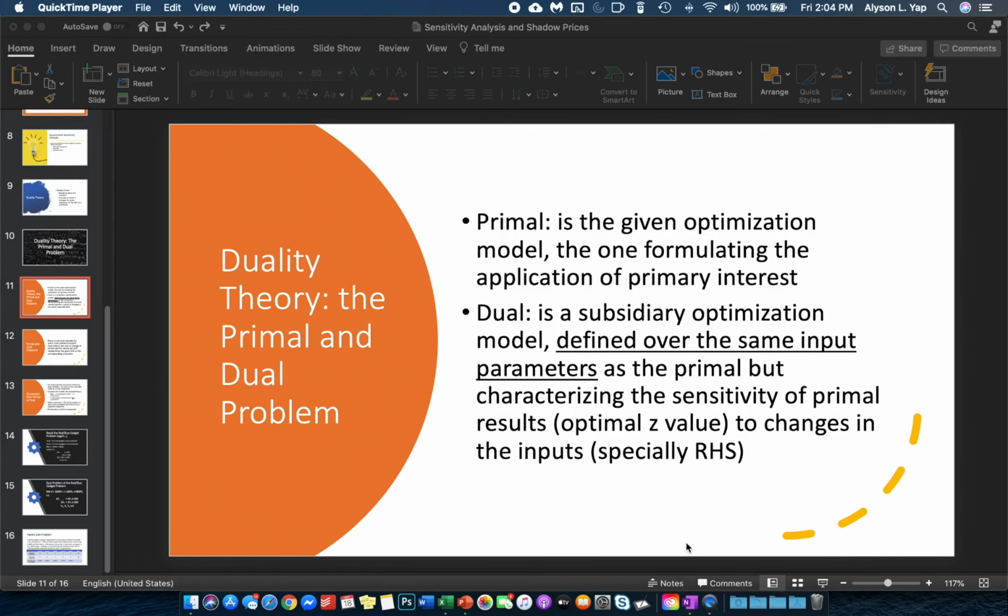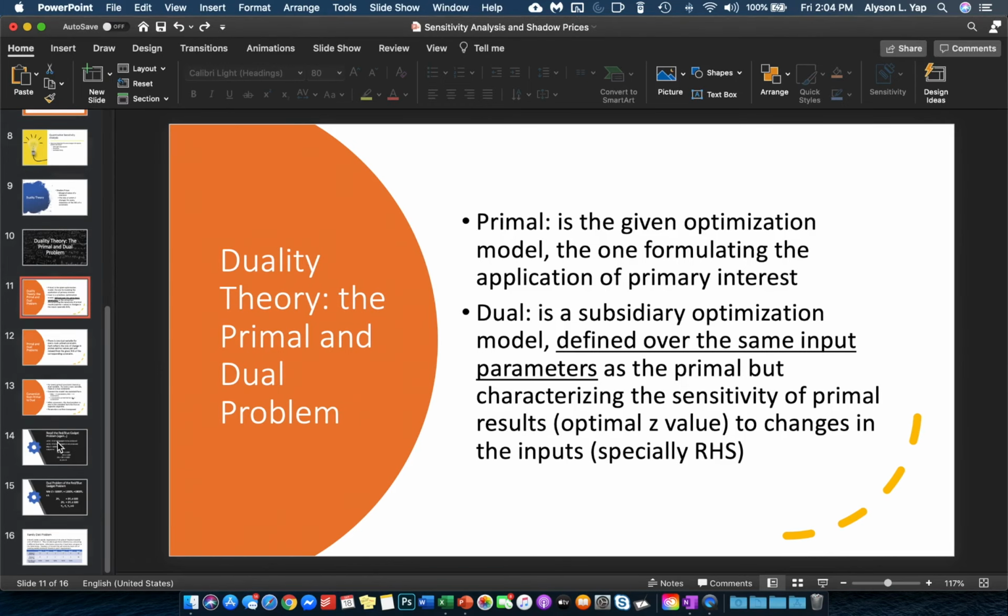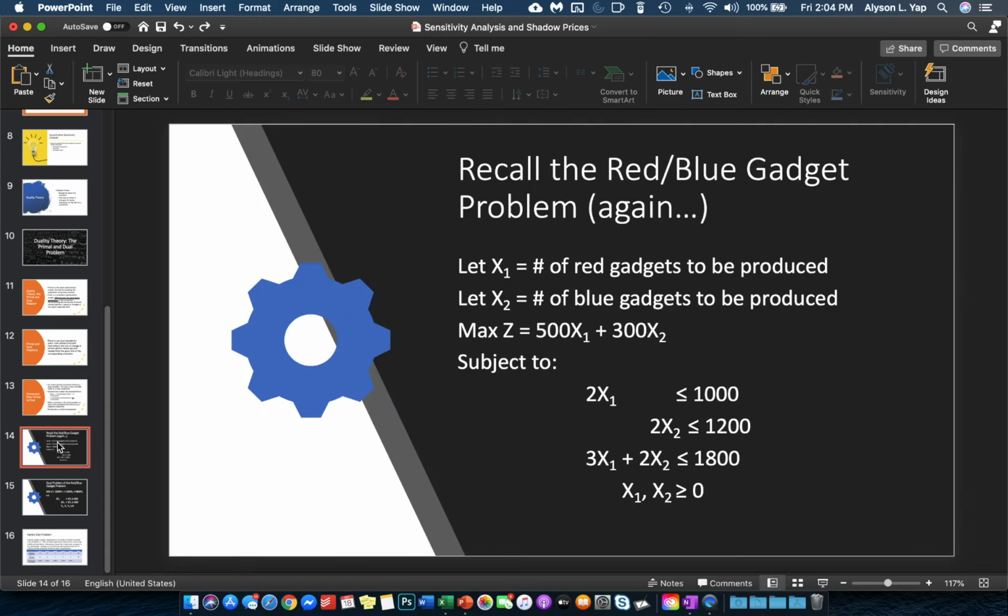Now, let me go to the red blue gadget problem as always and explain what the primal and dual problem is. As you may have remembered, this is our red blue gadget problem. Maximize z equals 500x1 plus 300x2, subject to 2x1 less than or equal to 1000, 2x2 less than or equal to 1,2, and 3x1 plus 2x2 less than or equal to 1,8.